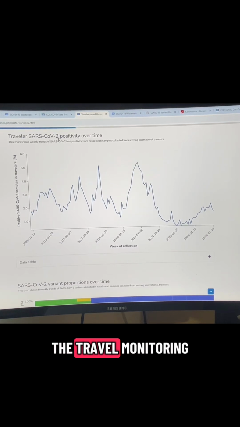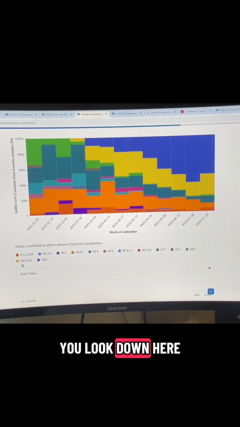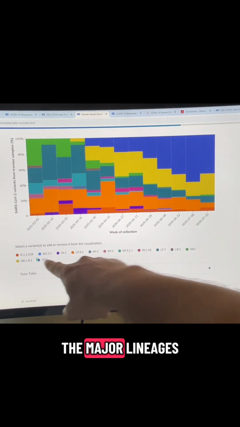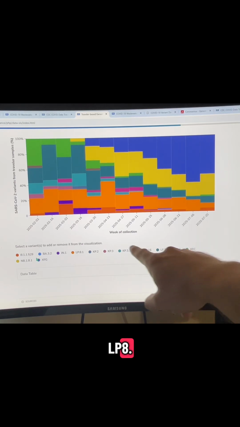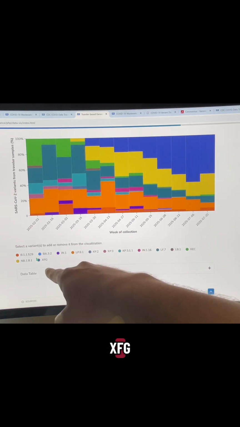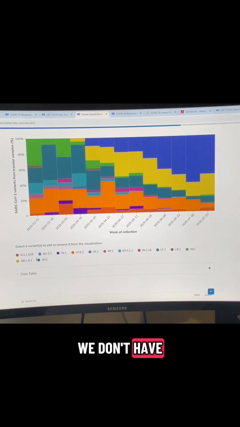The first is the travel monitoring program has been updated. If you look down here, they're only including the major lineages, like LP 8.1, XFG, NB 1.8.1, KP3, KP 3.1.1. We don't have any of the granularity that we used to have between all the different variants. They're just bucketing them all into high level variants.